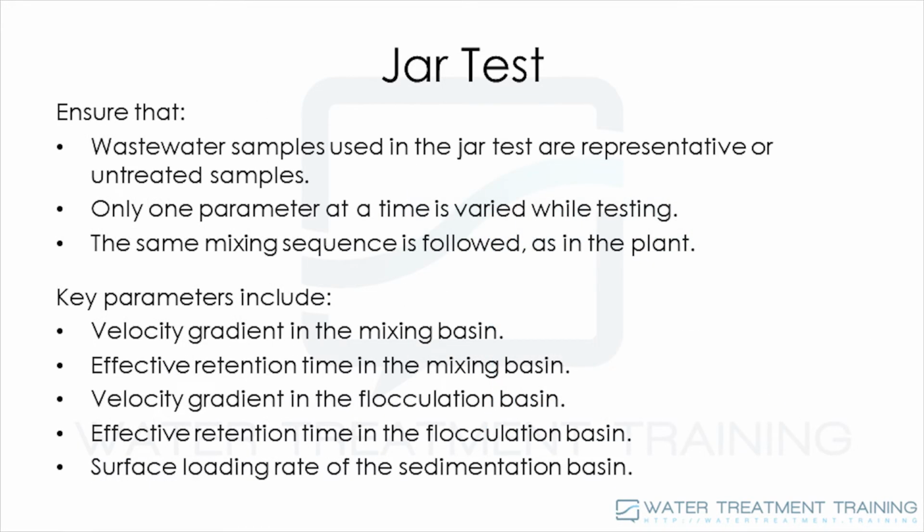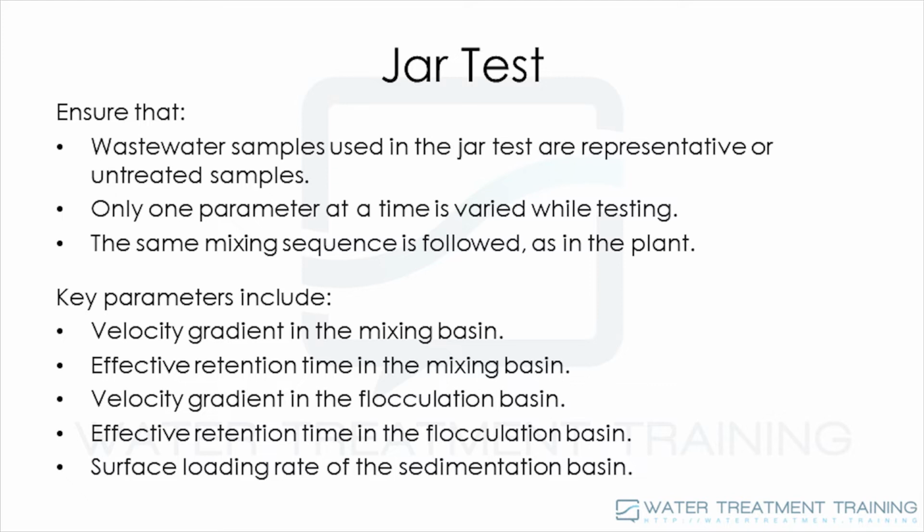While performing a jar test, ensure that wastewater samples used in the jar test are representative or untreated samples. Hence, the water samples should be collected from the upstream of the chemical injection point. In addition, ensure that you vary only one parameter at a time while testing. You should not vary the chemical and mixing rate at the same time. You should simulate the same mixing sequence in the plant.